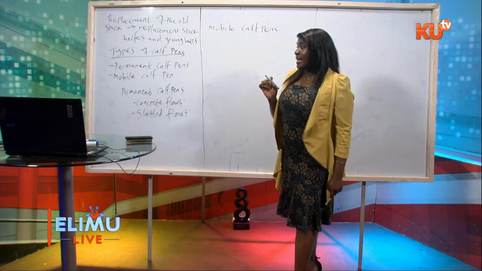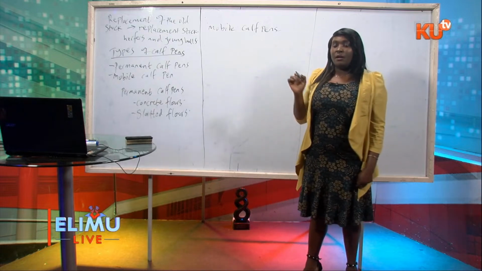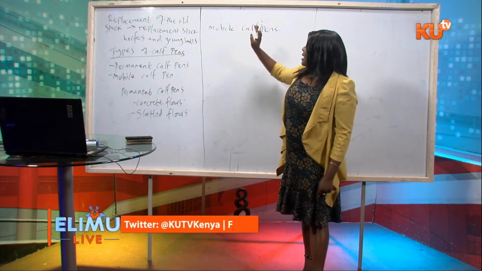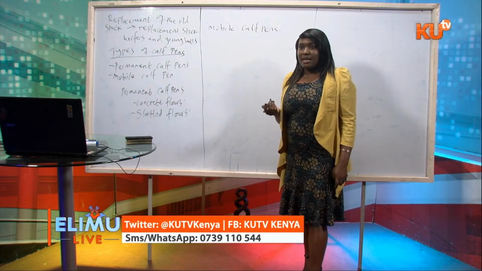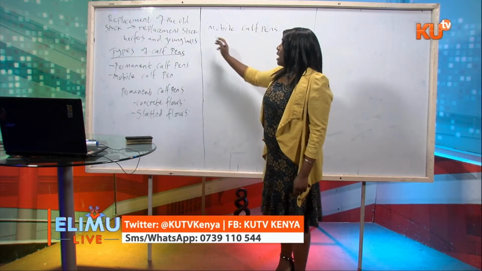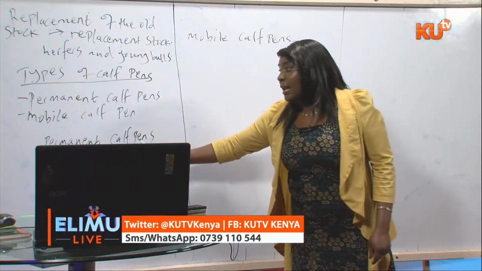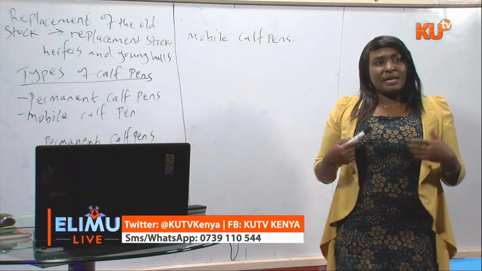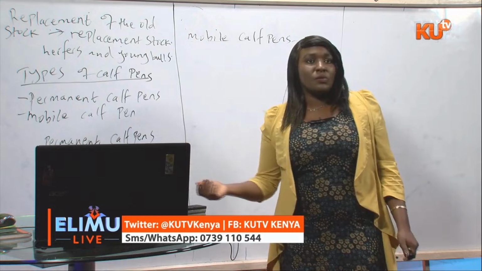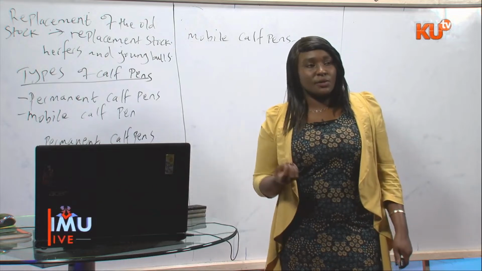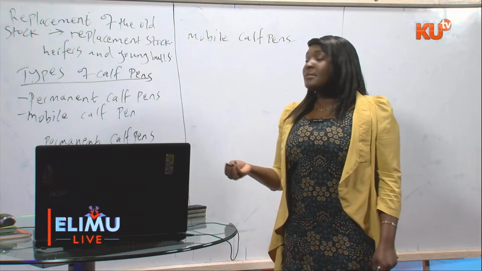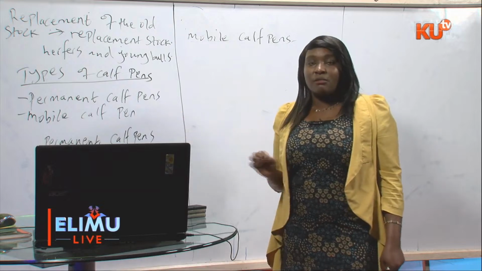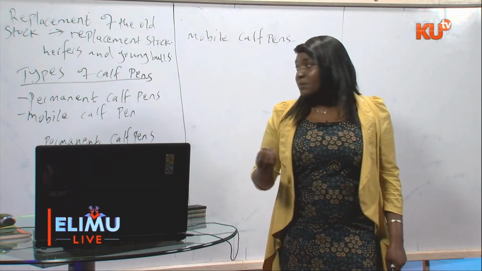Because every other day, the farmer must look for someone to move these calf pens, which is laborious and tedious, and it consumes a lot of time compared to the permanent calf pens. For the permanent calf pens, a disadvantage you can talk about is that you require materials that are a bit expensive to construct, like the sand, the ballast and the cement to make the concrete ones. That makes it a bit expensive.